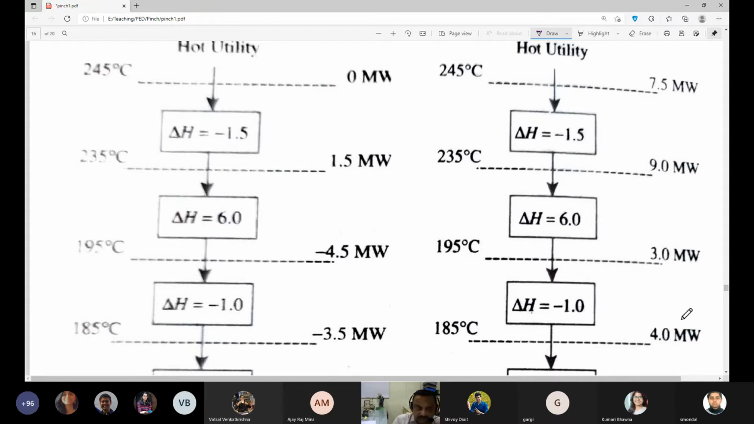Let me see how alert you are. Delta H is this value minus this value, right? So this enthalpy minus this enthalpy gives me delta H of 6.0. This value minus this value gives me delta H as minus 1.5. So I write the corresponding enthalpy values, treating these as zero. I write the corresponding enthalpy values for different intervals.